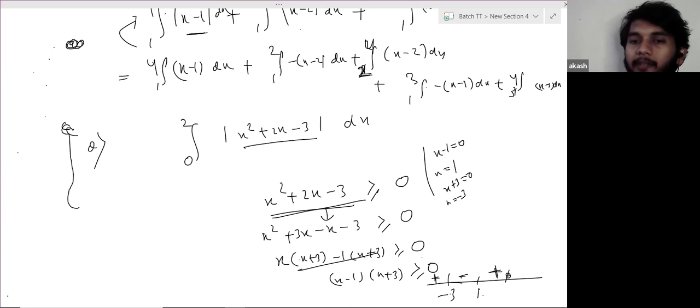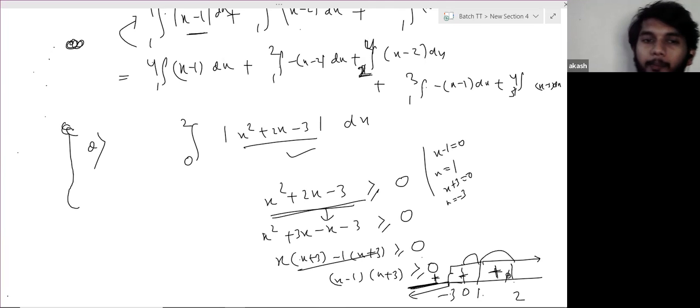What this means, if x is less than minus 3, this is the number line. If x is less than minus 3, this whole thing will be positive. If x is from minus 3 to 1, this whole thing will be negative. If x is from 1 to infinite, this whole thing will be positive. In the limits, we have 0 to 2. 0 will lie somewhere here, 2 is here. So we'll break it into 0 to 1 and 1 to 2. So when 0 to 1, it will be negative, plus 1 to 2.